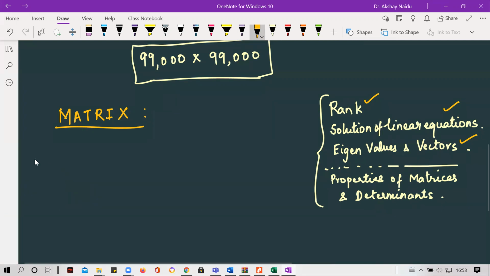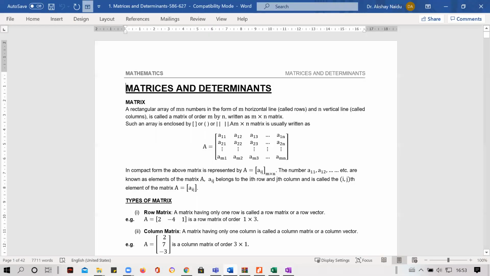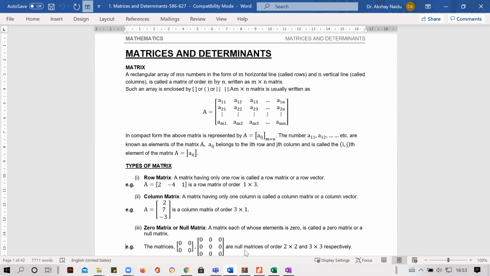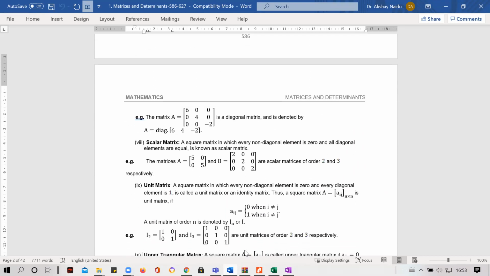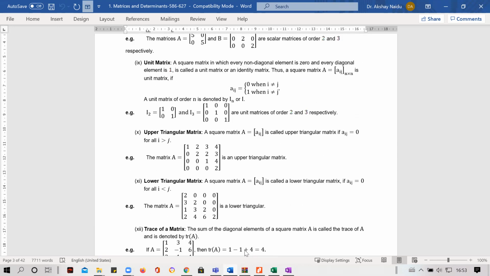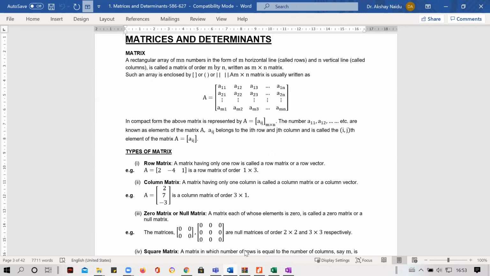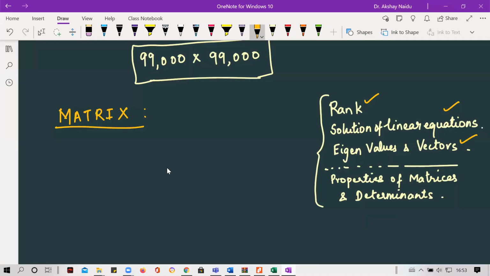So, what is a matrix? I'll be giving you notes. Those of you who join fully with me, I'll be sharing notes like this. All right. And I'll be teaching you based on this, but I'll not be dictating detailed notes as may be done in college-level classrooms, because I'll focus more on problem solving.